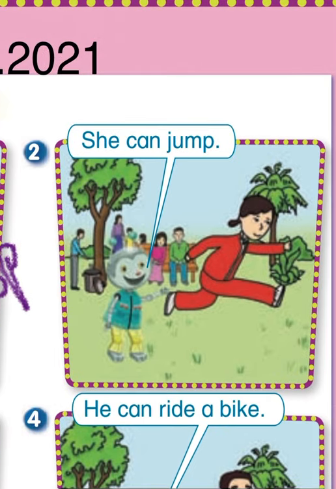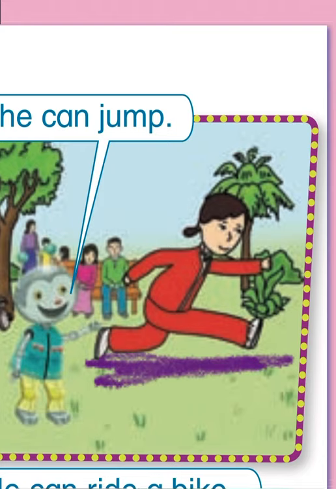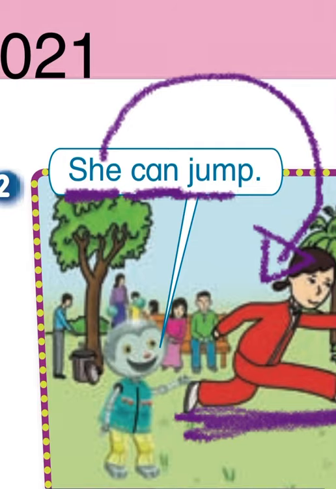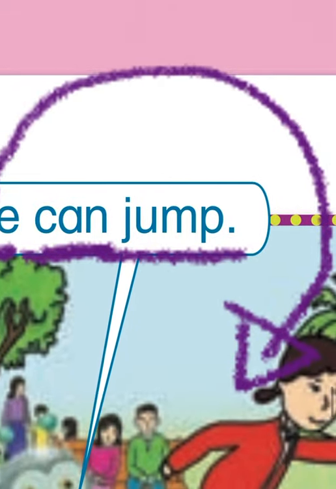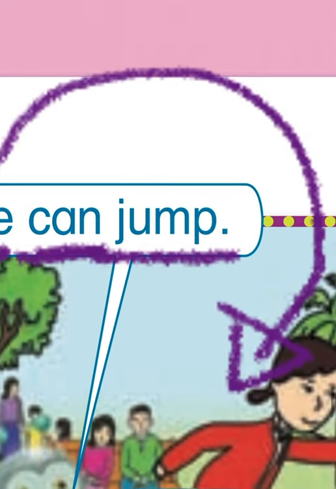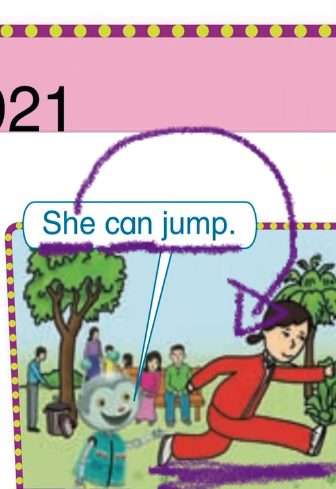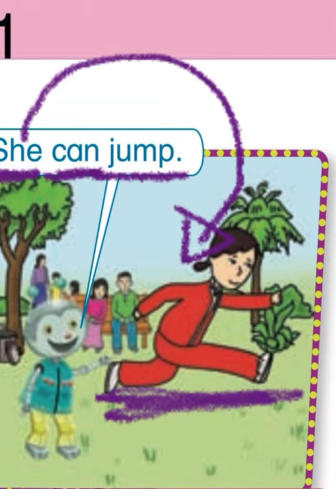Picture number 2. What is she doing? Can you tell me, Maryam, what's she doing? She's jumping. Excellent. So robot says, she refers to this girl. She can jump, J-U-M-P. She can jump. Because it's a girl, we say she. S-H-E. She can jump.